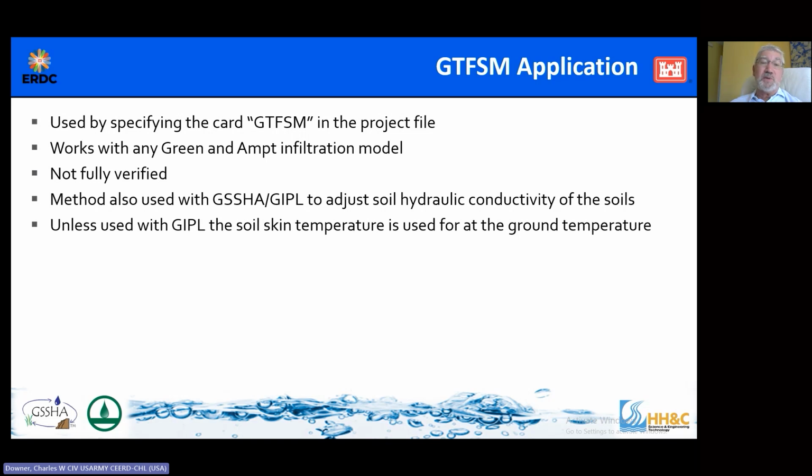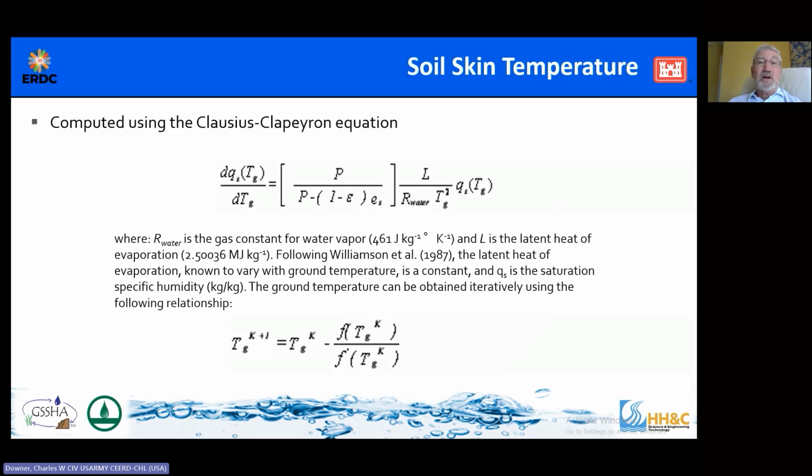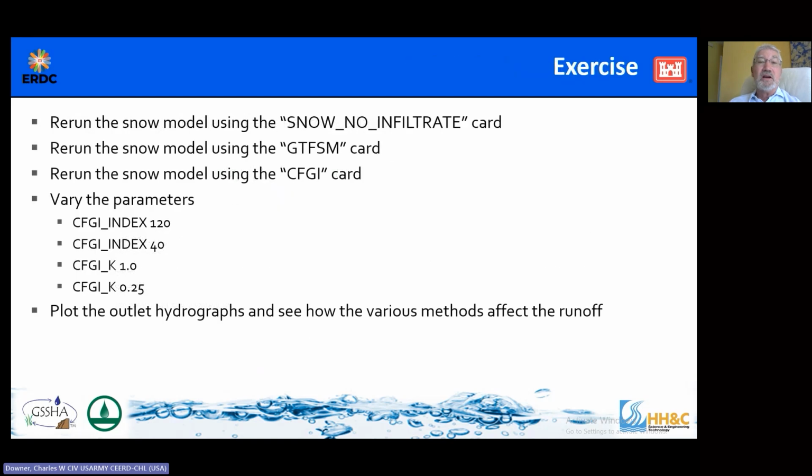For cold conditions, it's probably pretty good. If it was hot, it would be bad, because if you've ever had to walk across a parking lot with your bare feet in August in Mississippi, that skin temperature can get extraordinarily high. That doesn't really represent the soil temperature in general. So the soil skin temperature is computed using an equation that I'm not going to talk about. It's just a standard equation that's used in GSSHA.